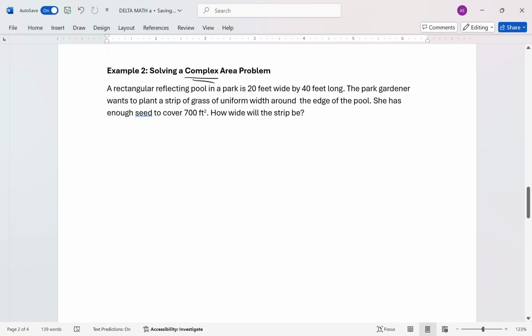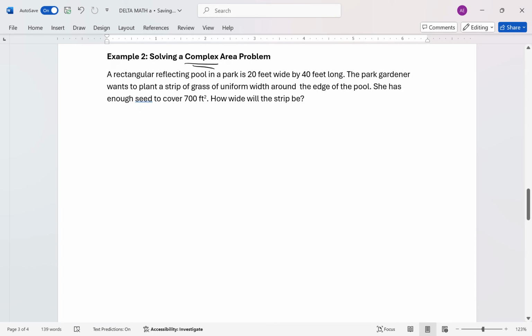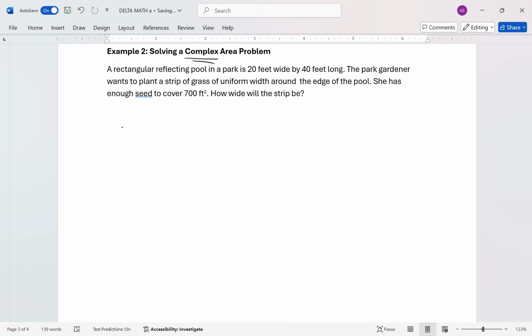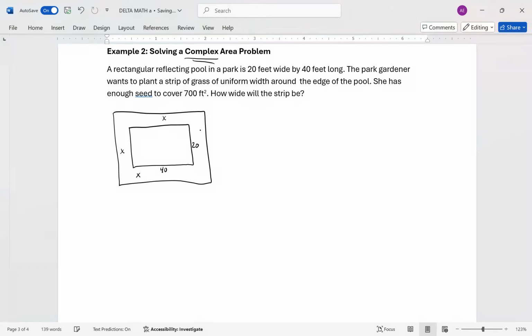And now, example 2, solving a complex area problem. It's the same picture with an outer rectangle and an inner rectangle. However, it's complex, so it should involve some addition, some subtraction, but we'll read this. The pool, 20 feet by 40 feet, x on all 4 sides. 40 times 20, what is that? 800 square feet.